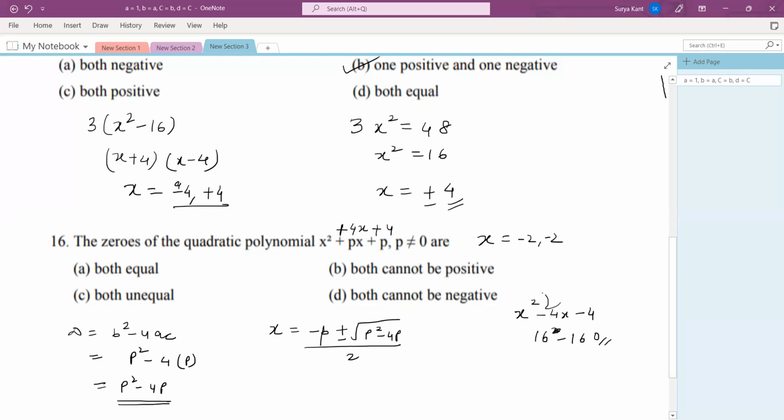But here, what is the discriminant you will get here? What discriminant will we get here? So both cannot be negative, correct? Both cannot be negative, means both are negative we already got.